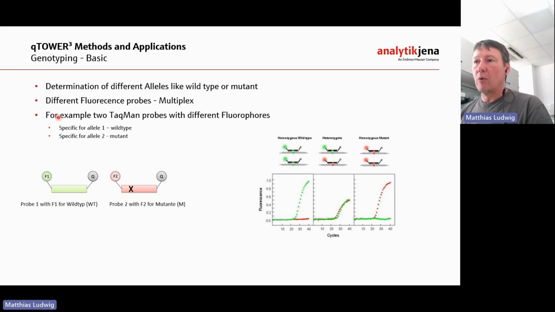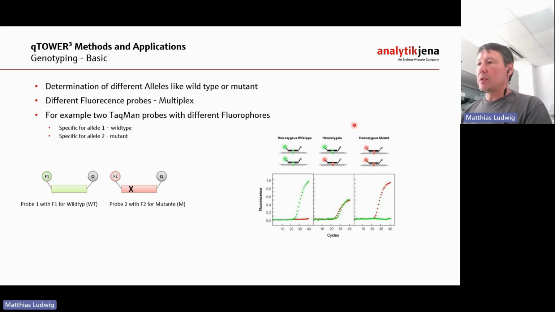For example, one fluorophore for the wild type, one fluorophore for the mutant. And they have to be different, to detect the different signals. This is then a question about the assay design.